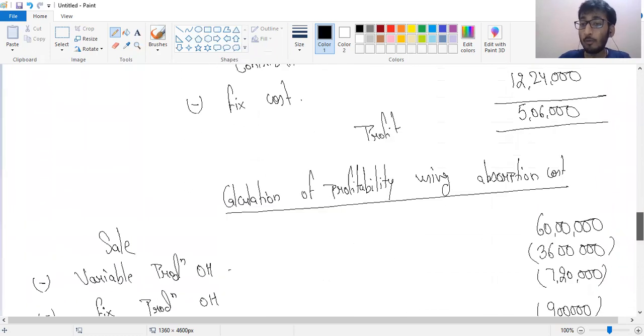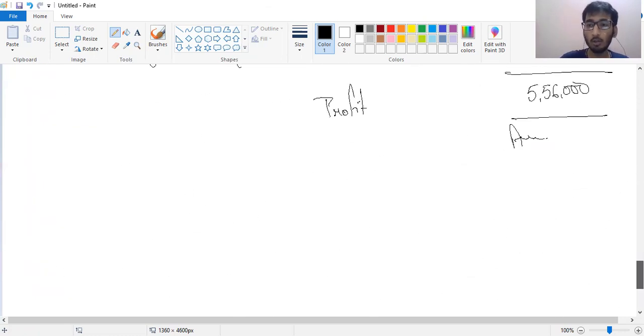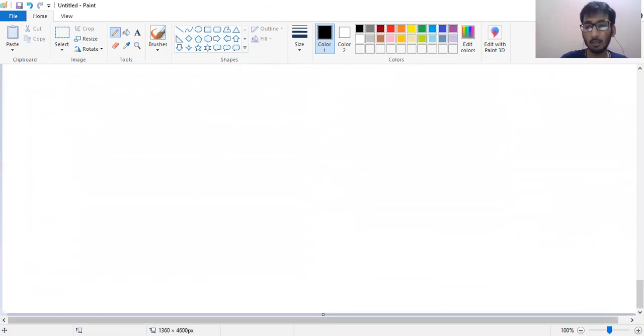So why the profit figure under both the schemes are different? Just because of opening and closing stock. We have used different methods to calculate opening and closing stock. In marginal costing, we have just considered variable cost, but in absorption costing, we considered fixed as well as variable cost. So that's why these figures are different. So this is the answer. We have answered all the three questions asked in the question.